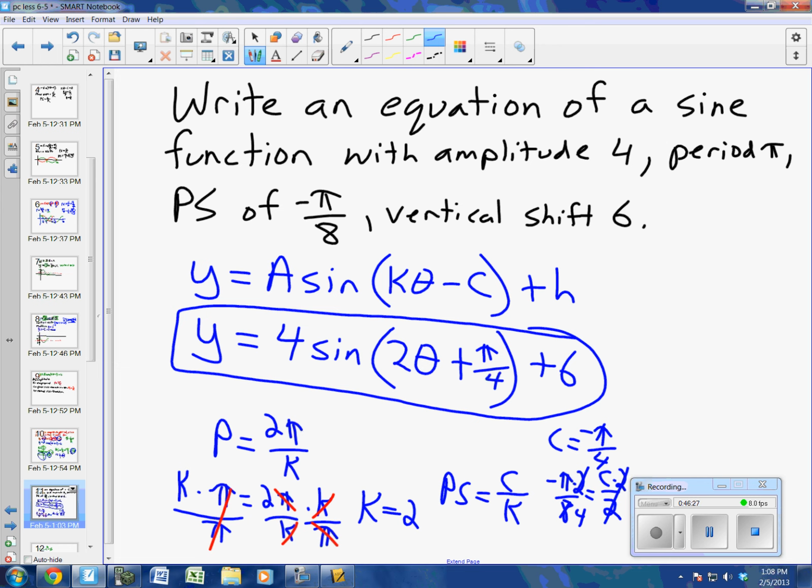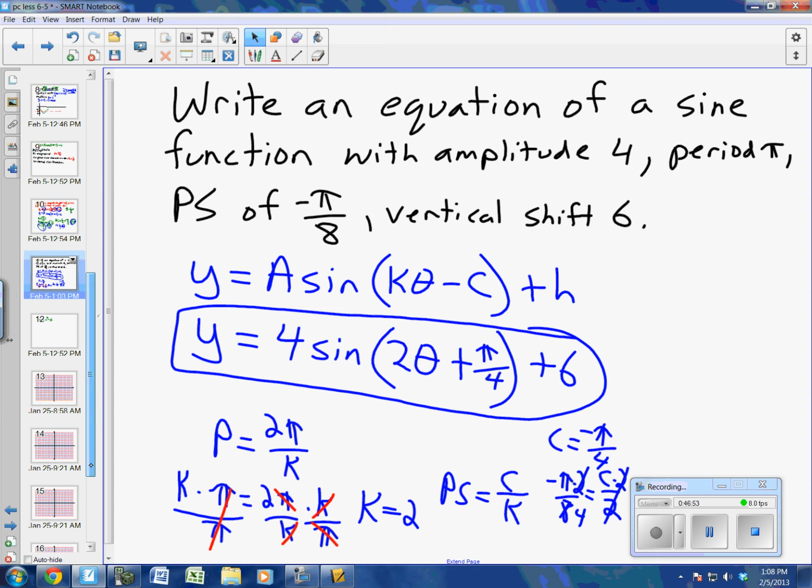Okay? Now, for your assignment, I'm just giving you guys a minute to write this down. Some of you guys are still writing it. You just need to know those 2 formulas. P equals 2 pi over k, and phase shift equals c over k. If you know those 2 formulas right there, you can write all this stuff. Got it?